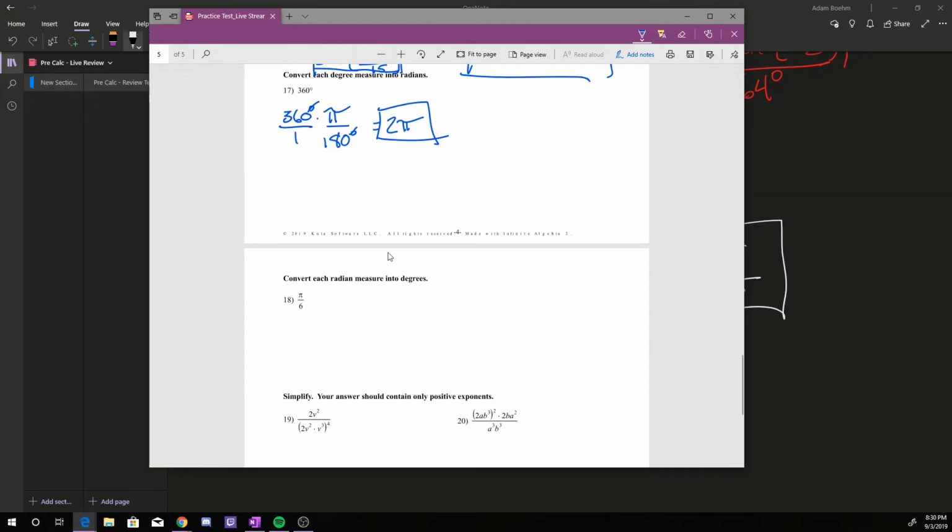For pi over 6, instead of pi over 180, you want to multiply by 180 over pi. This way the pi's cancel. And then you have 180 divided by 6, which is 30.